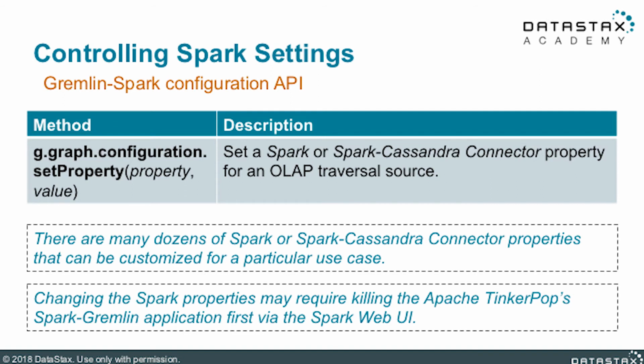There is a convenient Gremlin-Spark configuration API to control Spark settings for an OLAP traversal source. g.graph.configuration.setProperty allows you to change both Spark and Spark-Cassandra Connector properties for your particular use case. There are many dozens of those configuration properties. We will see a few in our examples, but please refer to the docs to learn about many more. One thing to keep in mind is once you change a configuration property, you may need to kill and restart the Apache Tinkerpop's Spark Gremlin application via the Spark Web UI for the change to take effect.